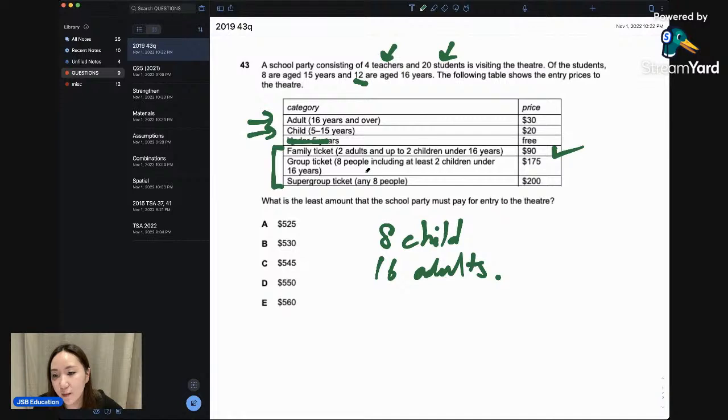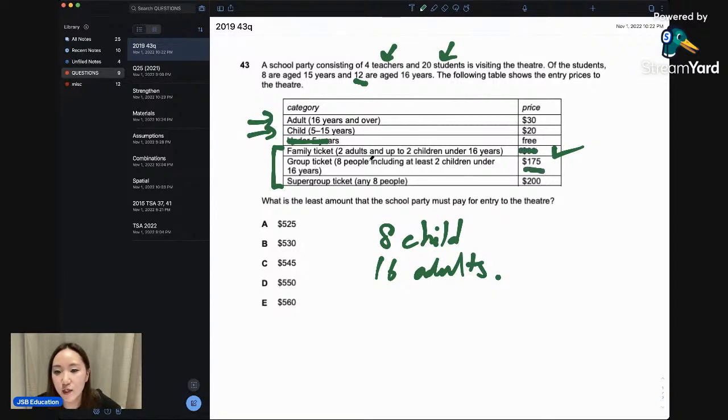So with 8 people, including at least 2 children, using the most cost-effective option, it will be 2 children plus 6 adults. So compared to this family ticket, we're getting 4 additional adults. Now, if we did that with the normal tariff, that would be $120 extra. So we'll just see, is this gap here, the marginal price difference, less than $120? Which it is, because if it were $120, it would be $210, but instead it's cheaper. So this one is better than this one.